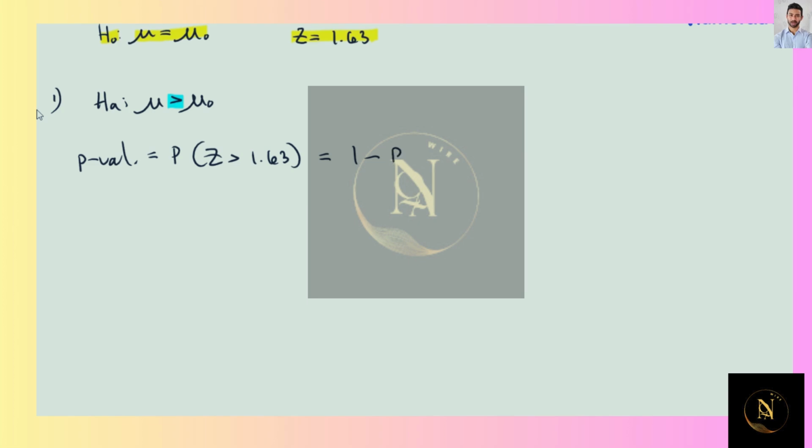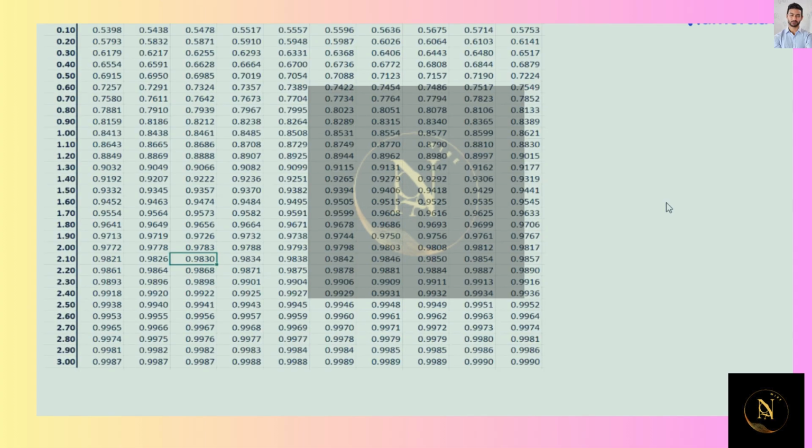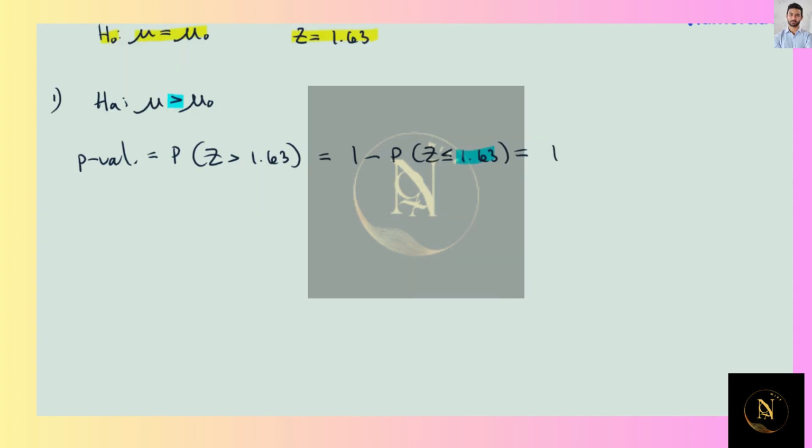This is 1 minus the probability that z is at most 1.63. We can look up z equals 1.63 in the standard normal table. So 1.63 corresponds to a cumulative probability of 0.9484. And therefore the p-value is 0.0516. Then we're asked for the p-value if the alternative hypothesis is that the population mean is less than mu naught.